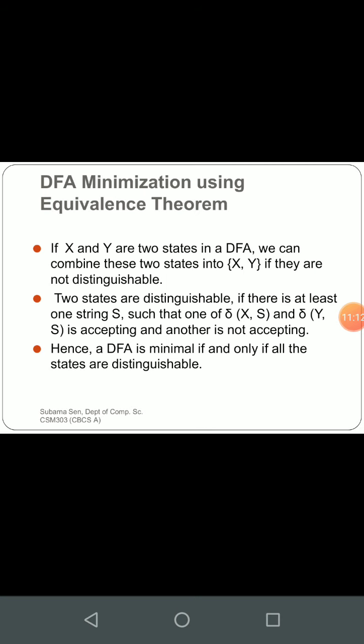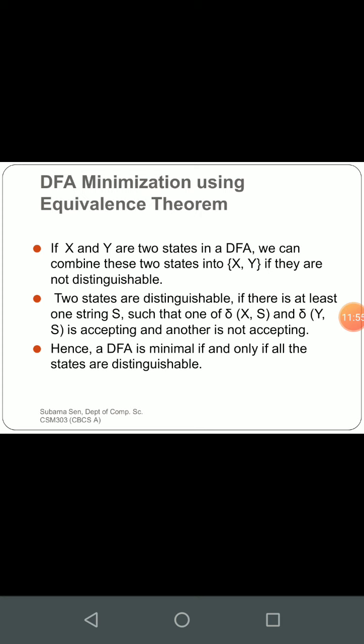Fine. Now this is another method using which DFA can be minimized. As per my knowledge, this is much more famous, easier and efficient than the Myhill-Nerode theorem. So what this equivalence theorem says: if x and y are two states in a DFA, we can combine these two states into xy if they are not distinguishable. Same thing they are saying, right? If they cannot be distinguished, we will keep them under one set. Means the same thing we have done there. If we can make the pair, we will keep them under one set. If we cannot make the pair, we will separate them, right?